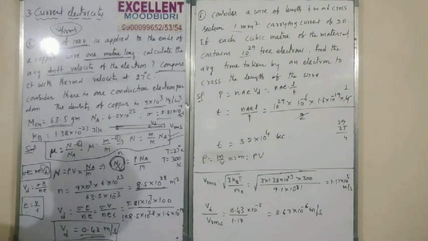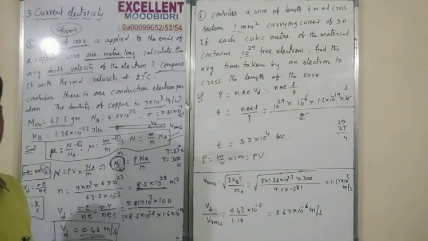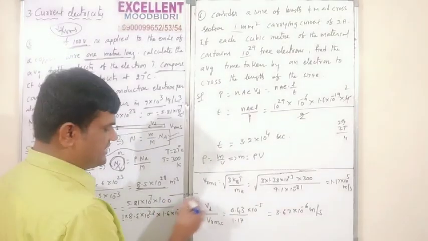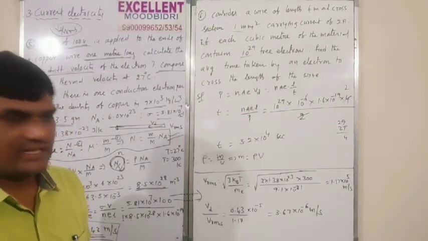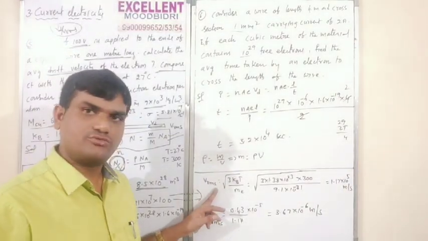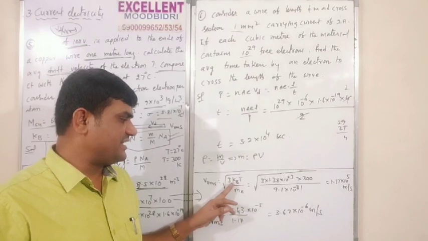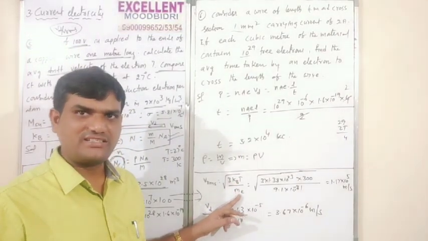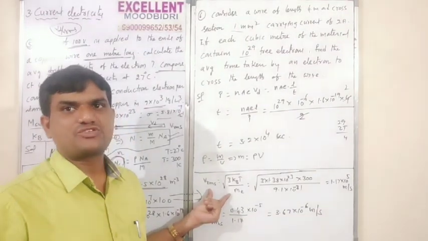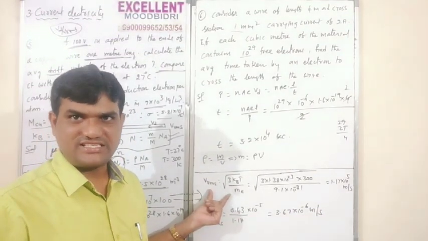Vd is equal to 0.43 meter per second. Then next, I want Vrms. You can observe, you know the Vrms formula. Correct? The Vrms formula is equal to root over 3 kBT by the mass of electron. This formula I have also given in the kinetic theory of gases.